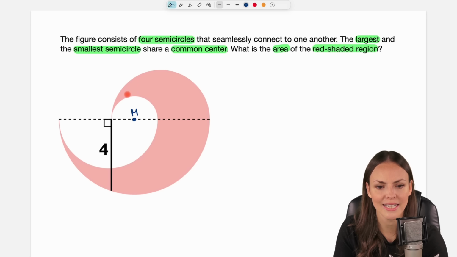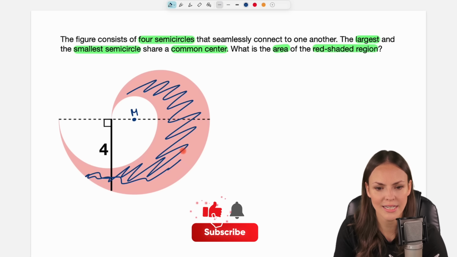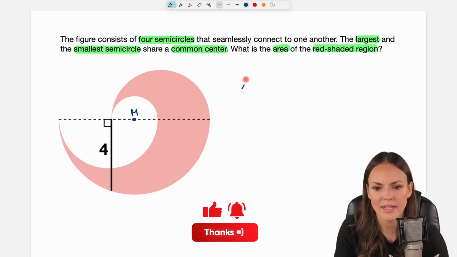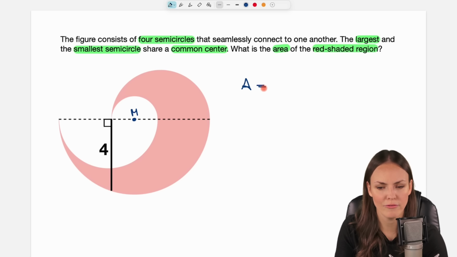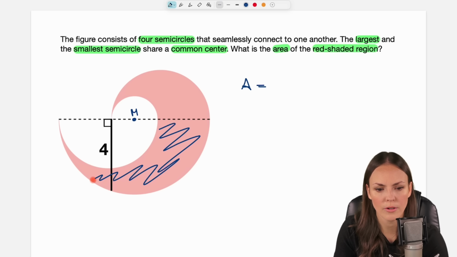So we want to find the area of this red region here. Let's call this area A, and how can we find it? Maybe we divide our area into 2 parts, this part down here and this part up here. Let's maybe start with this part down here. How can I find the area of this region here?